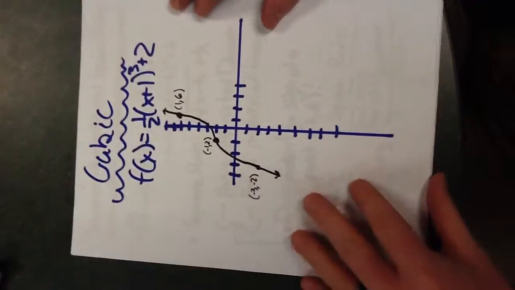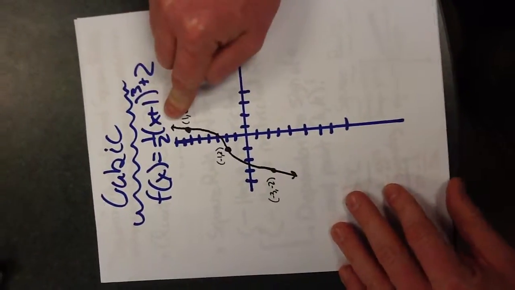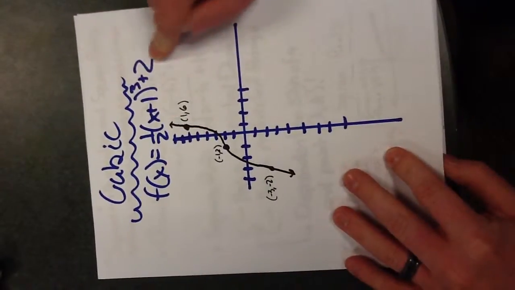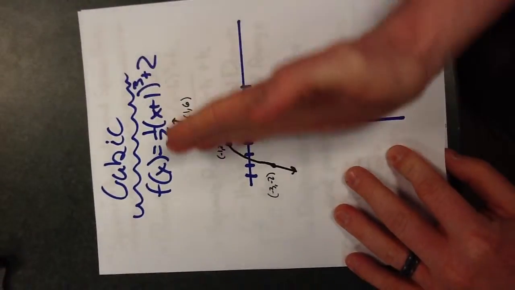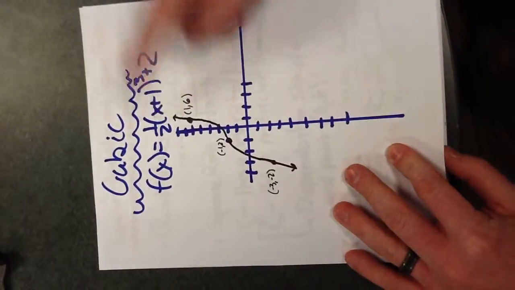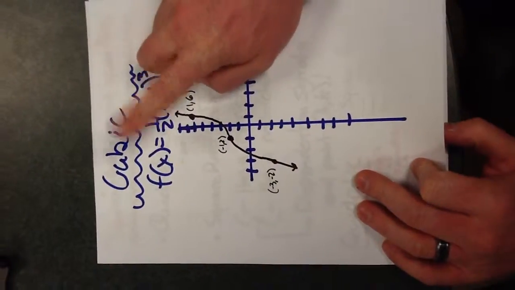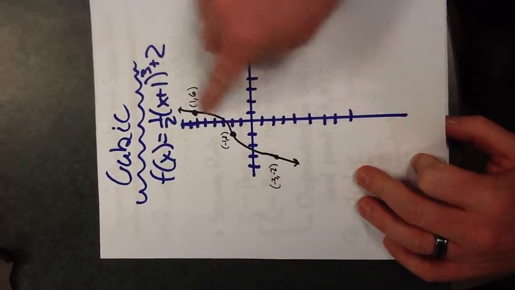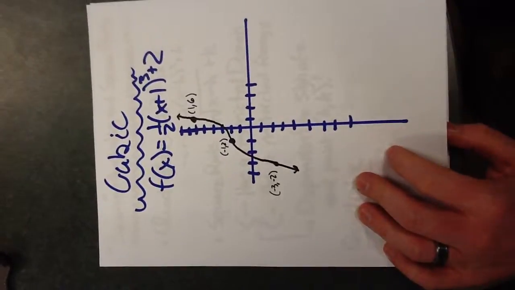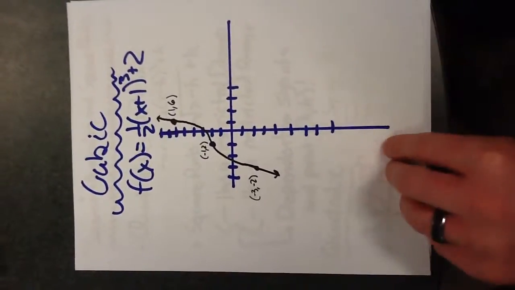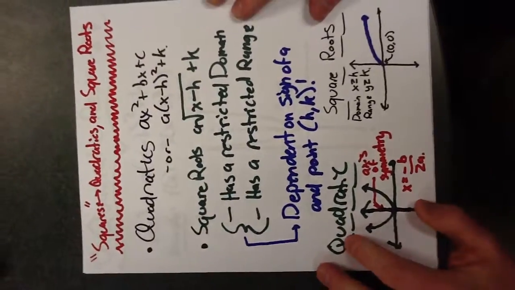Cubic function. We have 1/2 quantity x plus 1 cubed plus 2. So we move to the left 1 and up 2. Connect the dots. And remember, since it's a half, it's going to be different than your normal one. How is it different? You need to make sure you know that.